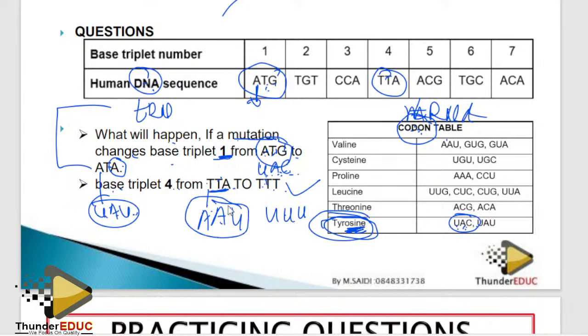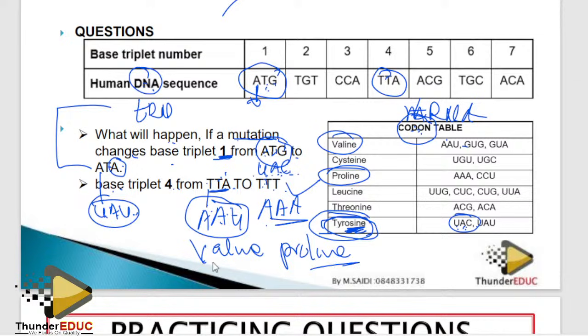But what does this code for? AAU is valine. What about UUU? Is it valine? No. Where is it? Do we have UUU? No. What am I doing? It's A, because T goes with A. So it's A. So what am I looking for? The A is proline. So if you look here, this one codes for valine, while this one codes for proline.